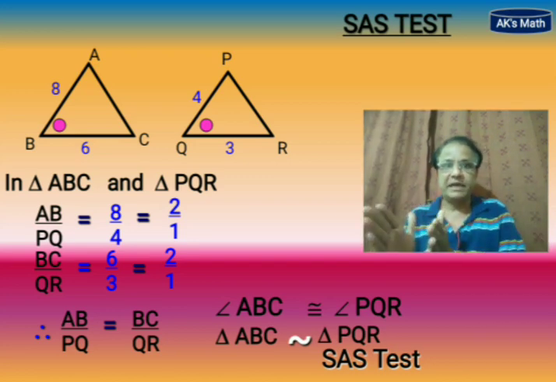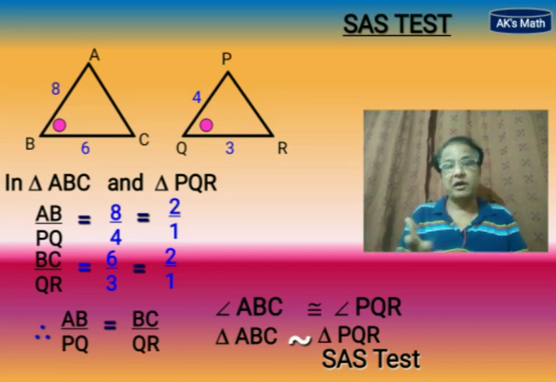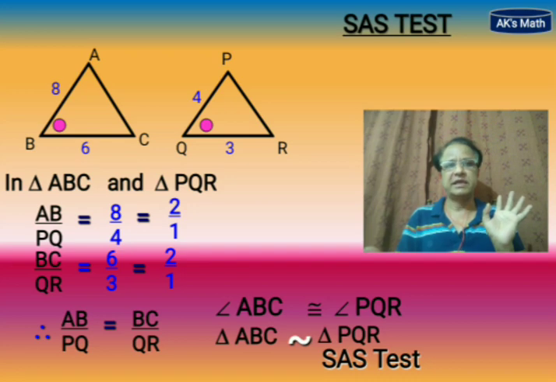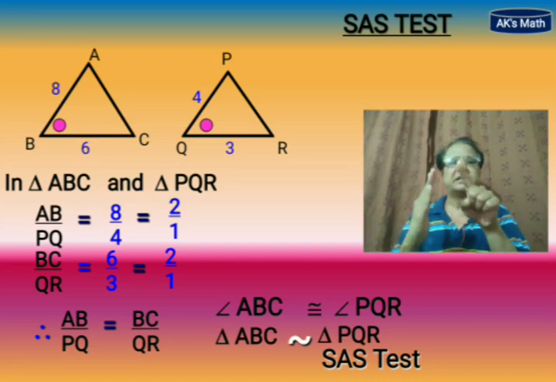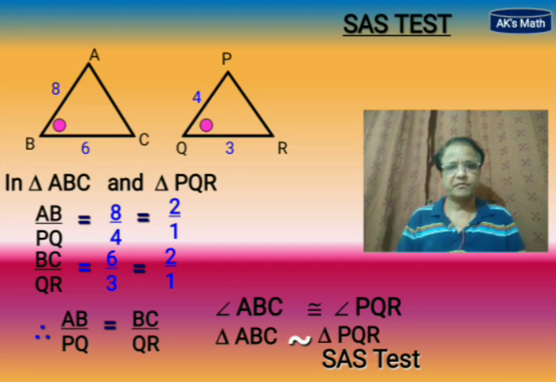Suppose AB and PQ, and BC and QR, these two pairs are in proportion, and if angle B is congruent to angle Q, then and only then this will happen. Means any two pairs of sides and the including angle is congruent, then yes, it will happen, otherwise not. So do you understand? Now look at some.